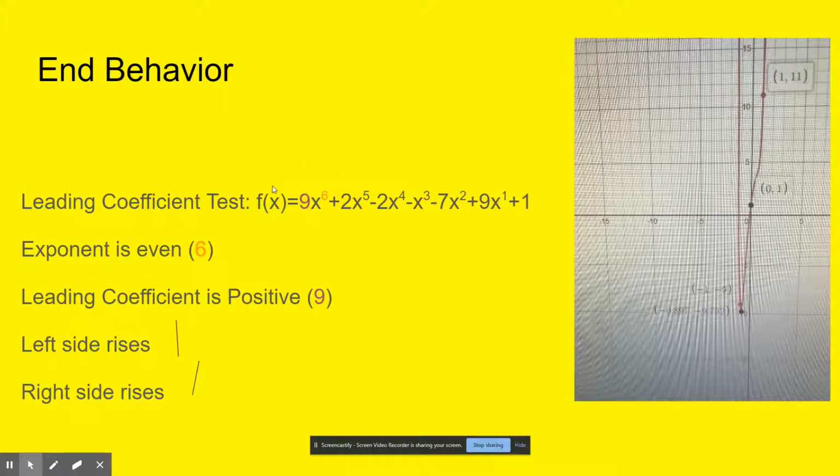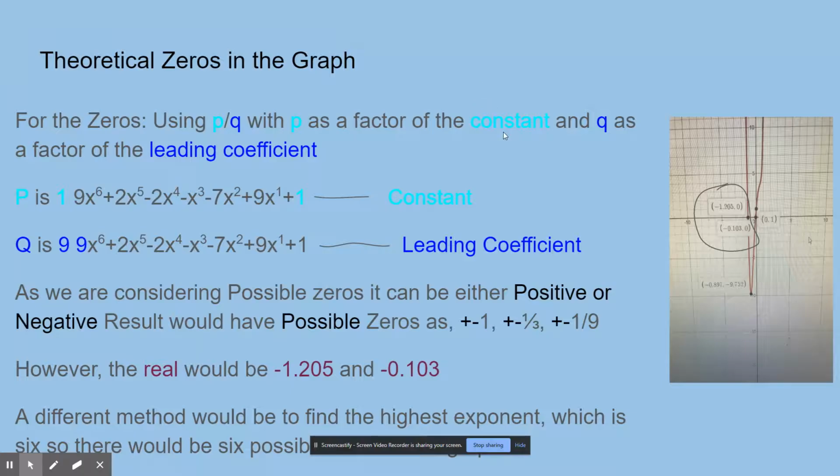And behavior. Using the leading coefficient test, I managed to observe that the exponent is even, meaning both sides rise, and the leading coefficient is positive, being 9, meaning both sides rise. As you can see in the graph, the left side rises immediately, and the right side has a sharp curve, and then goes up as well.